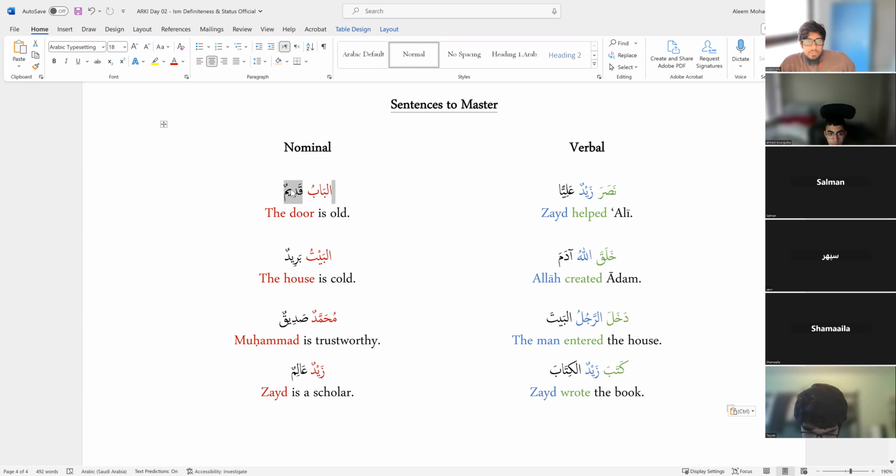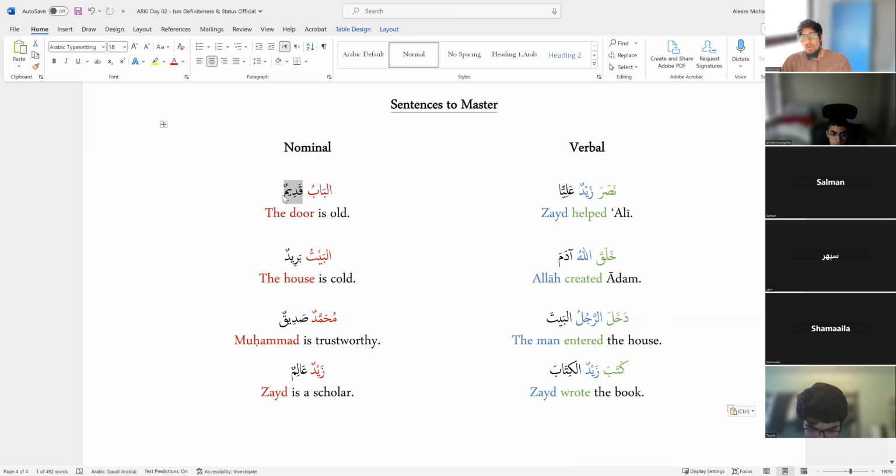Al-babu qadimun, right? Al-babu is going to be my mubtada. First of all, I can tell this is a nominal sentence. How do I know that? Because it begins with an ism, right? Bab is an ism. Now, I can tell that this is my mubtada. Why? Because it's definite. The giveaway of that is that it has alif lam. That's why it's the door. And then it's in a state of rafa, right? It has the dhamma ending. So it checks off those 2 marks. This is going to be my mubtada. Then I know this is my khabar.